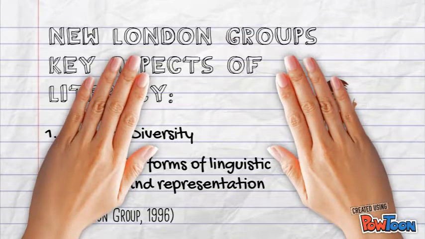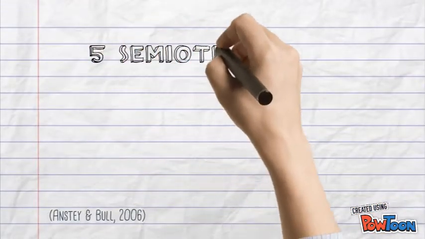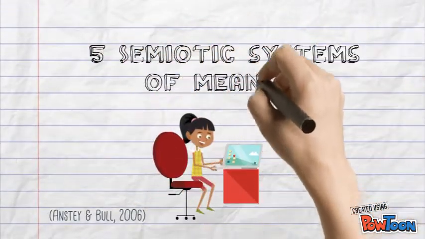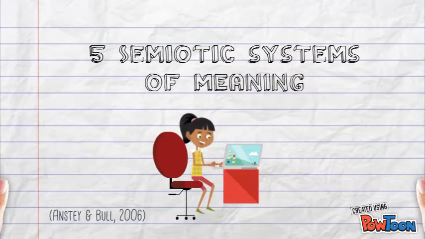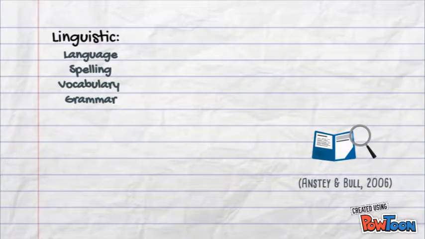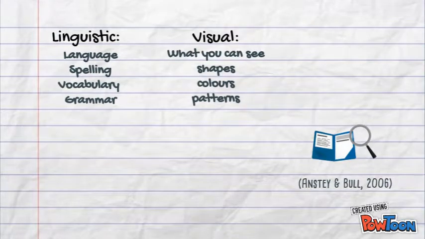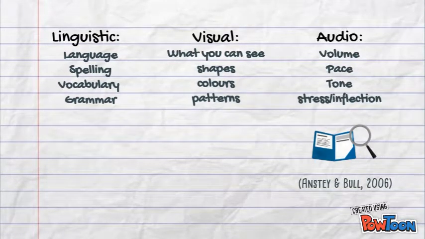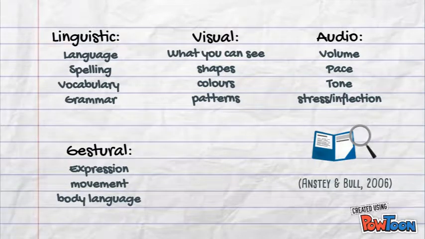The concept of multi-literacies was developed further with Anstey and Bull's 5 semiotic systems of meaning. The 5 semiotic systems are the linguistic system, the visual system, the audio system, the gestural system, and the spatial system.